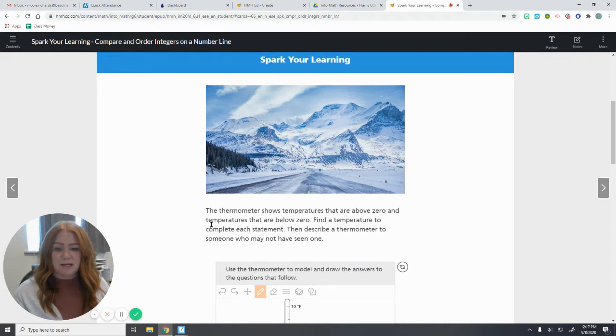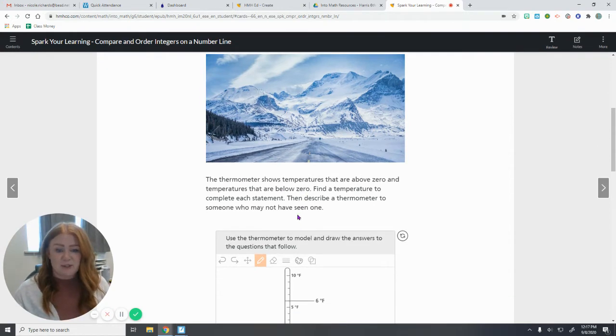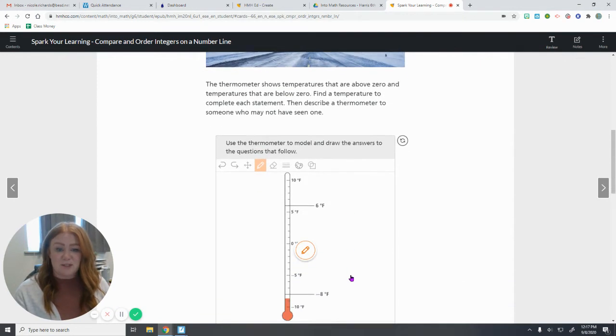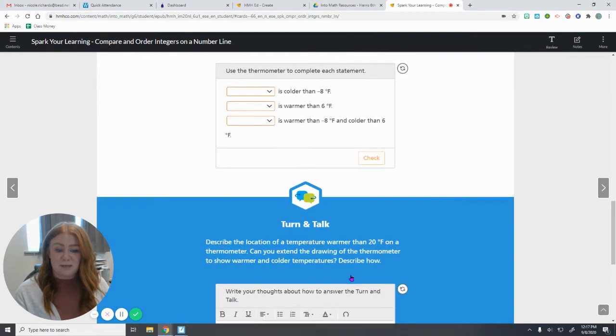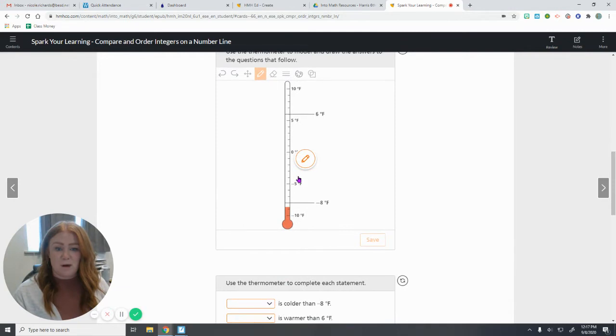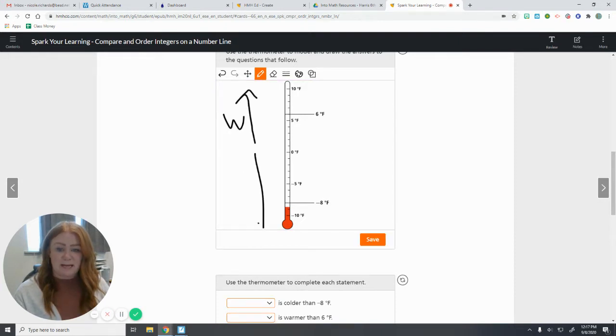On the Spark Your Learning, it is talking about a thermometer and temperatures that are above zero and temperatures that are below zero. So we're going to find temperatures to complete each of these statements down below, and then maybe describe a thermometer to someone who has not seen one and use that as we're doing our turn and talk here. One important thing on a thermometer to remember is that when this red goes up, anytime we're going up, it is going to be getting warmer. And as the red goes down, it's going to be getting colder. That's really important for this problem here.